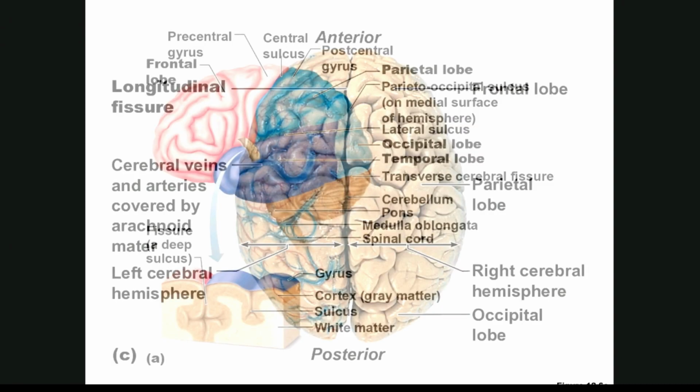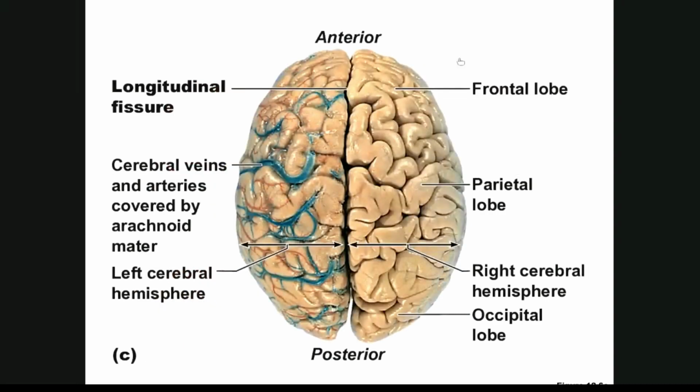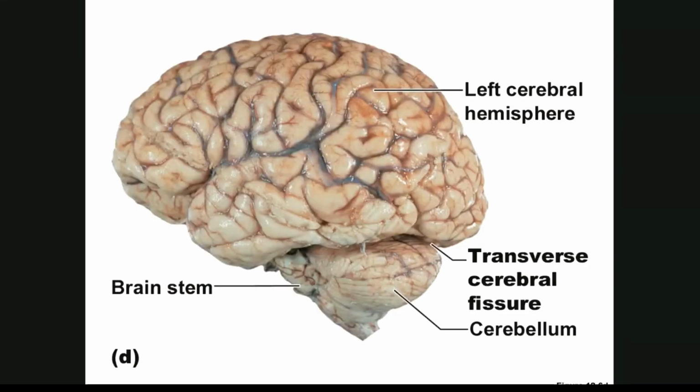This is an actual picture of the brain, anterior and posterior parts, and this is a longitudinal fissure. And the human brain, you see, is very different from the sheep brains we dissected because of the large cerebrum. But you have the transverse cerebral fissure here.